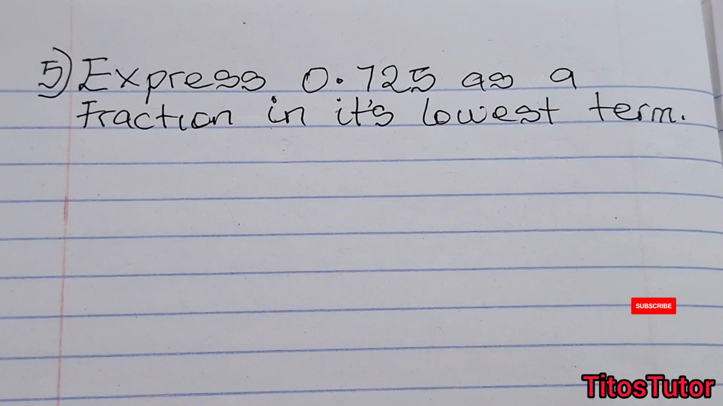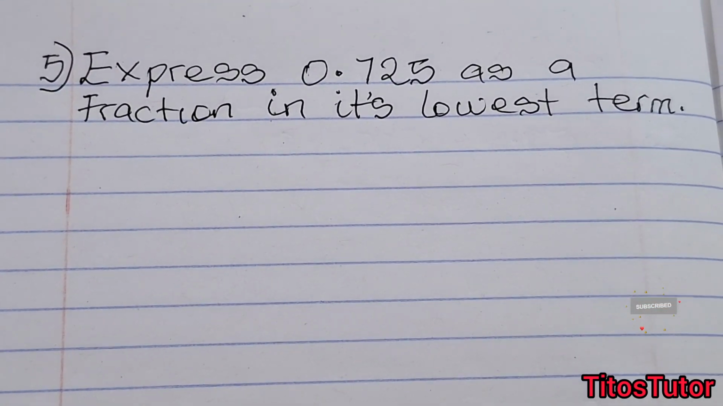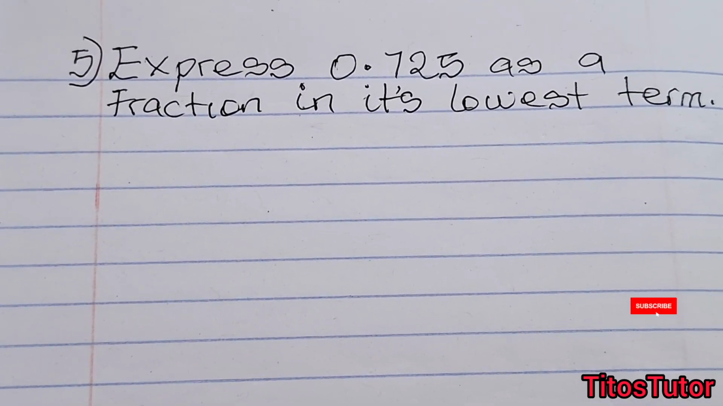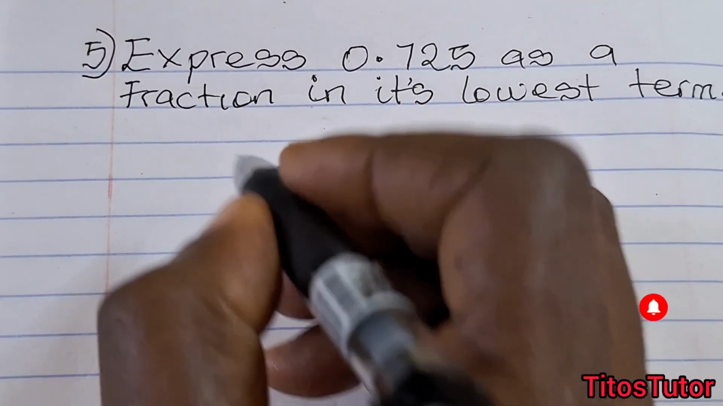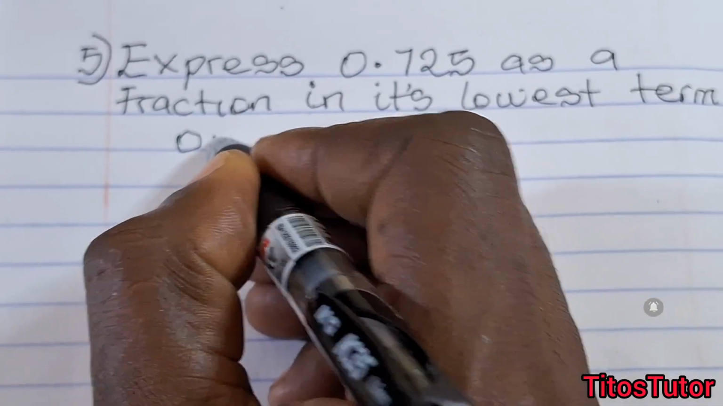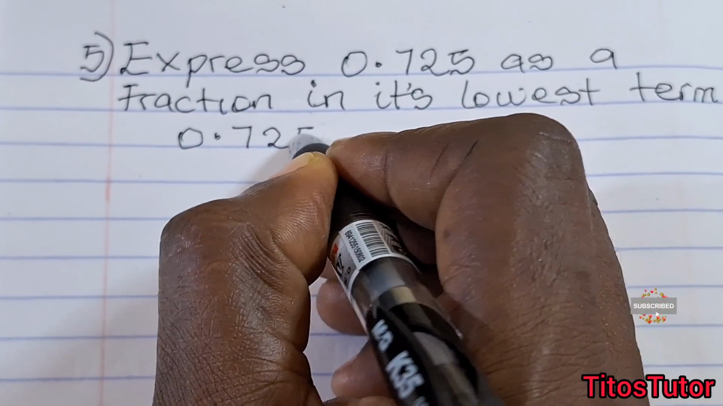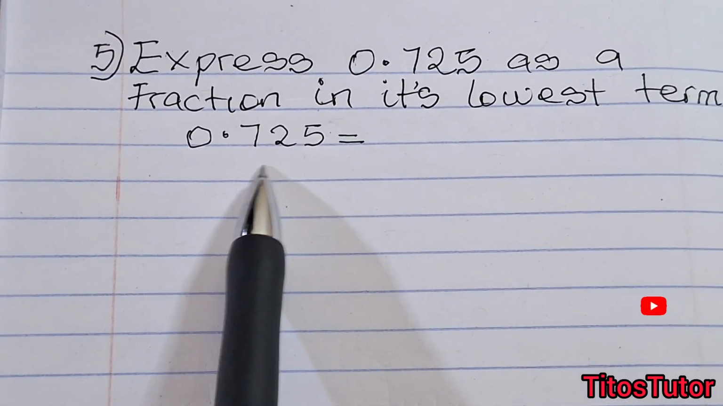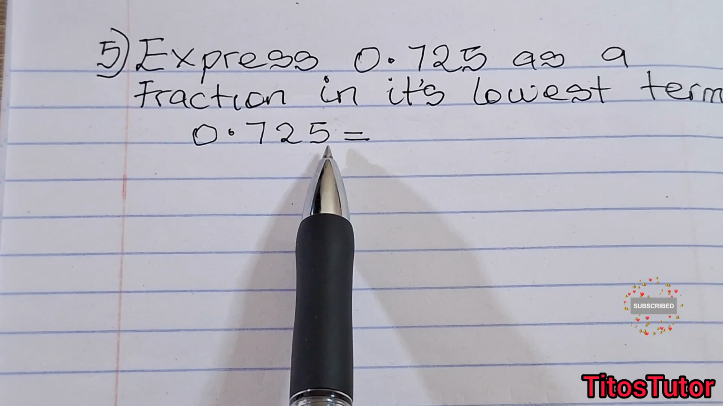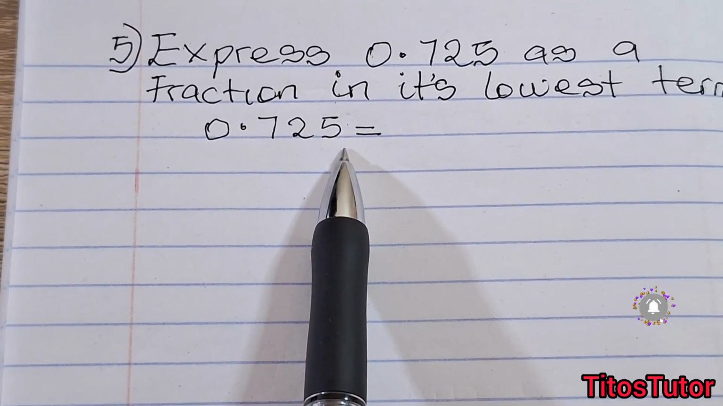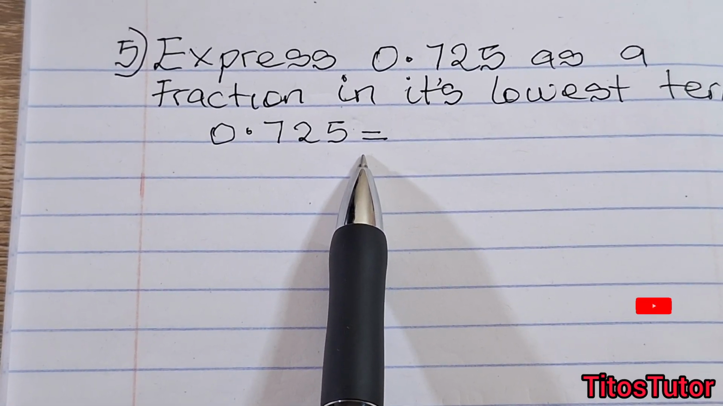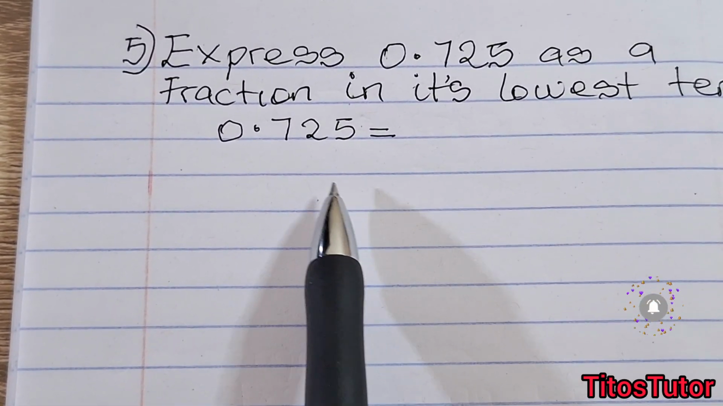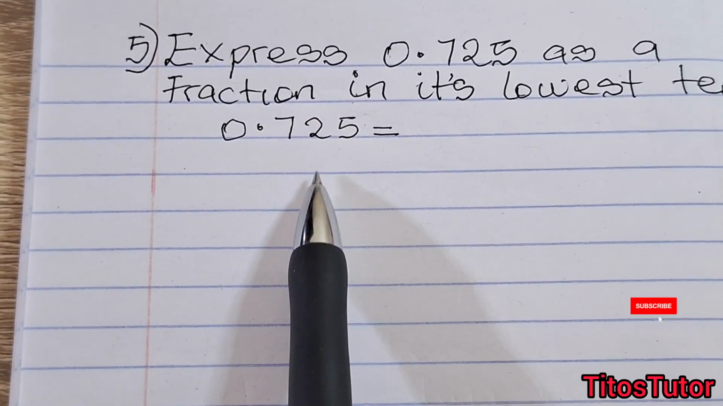Here's our number 5. It says express 0.725 as a fraction in its lowest term. First, you're going to change 0.725 into a fraction. You ask yourself, how many decimal places are here? There are 1, 2, 3 decimal places. That means it's going to be over 1,000. The number of zeros at the denominator is dependent on the number of decimal places you have.